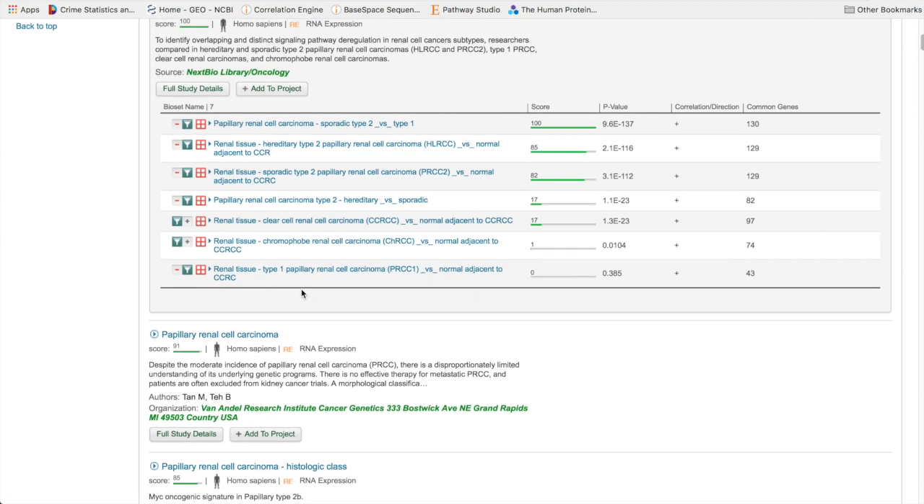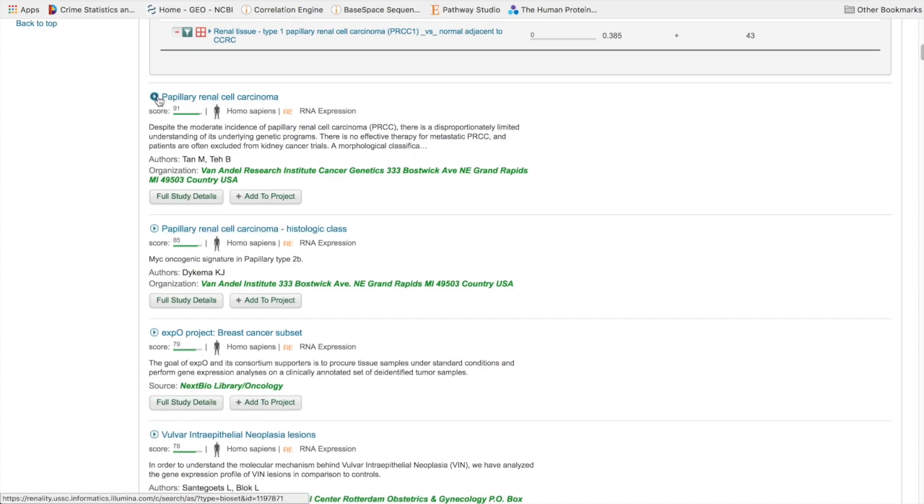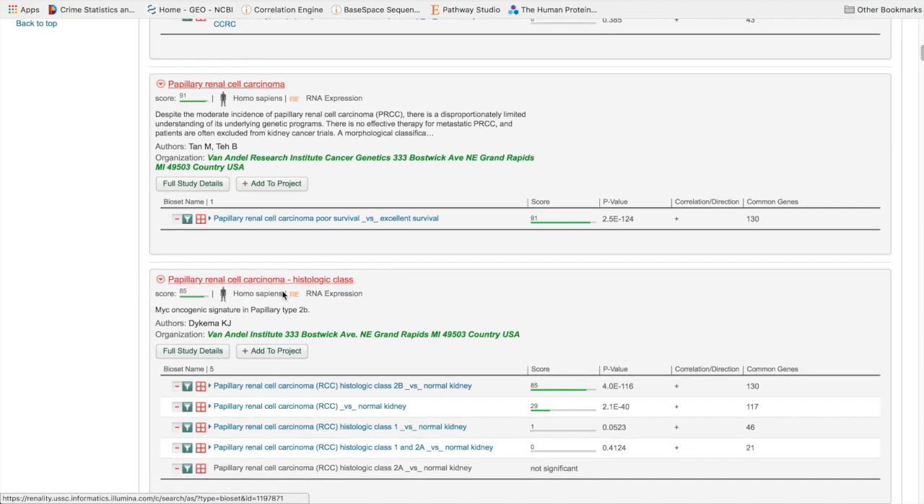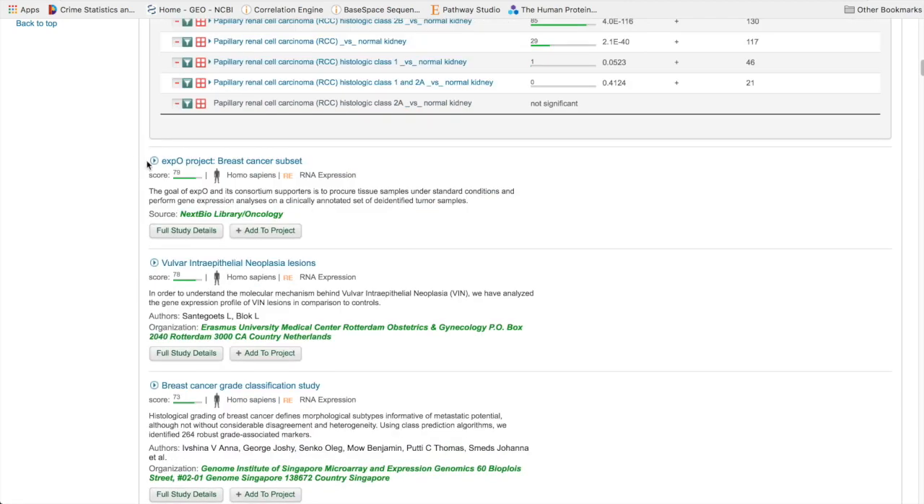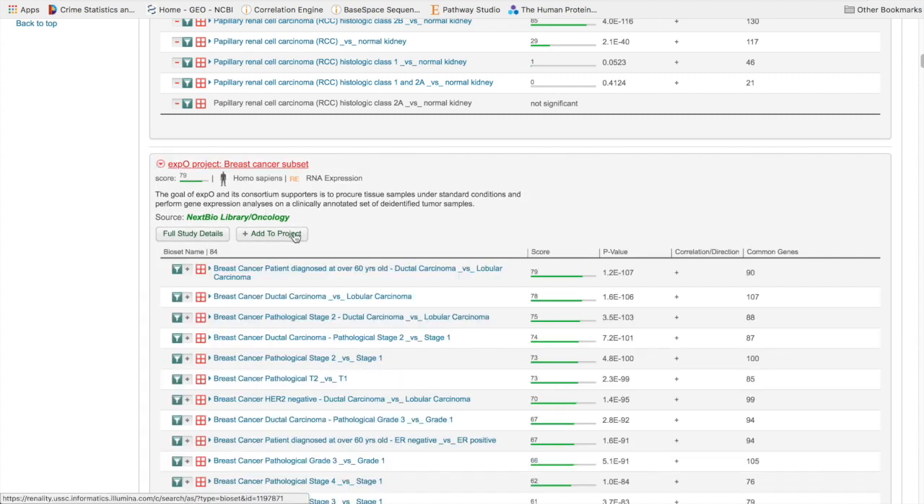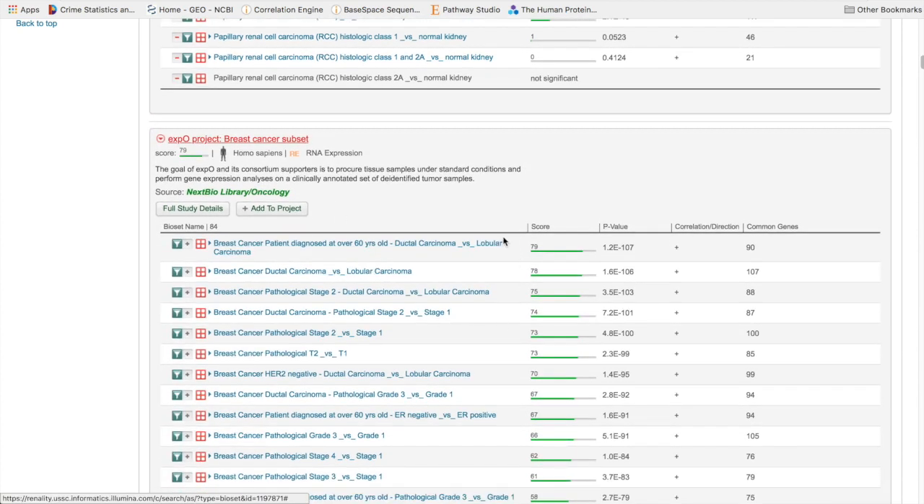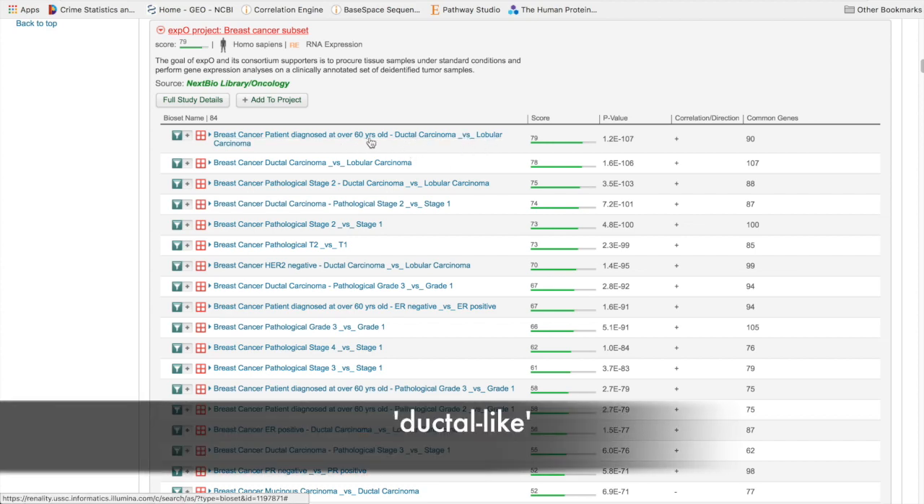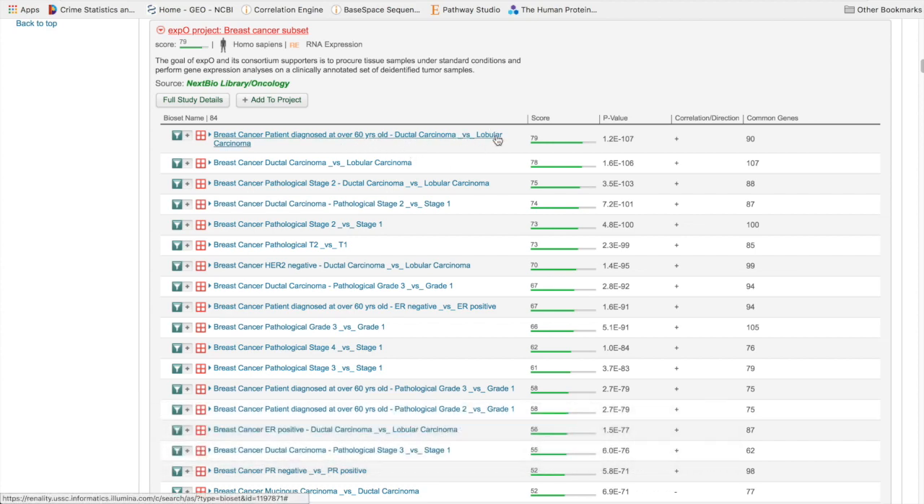We can go down here, and obviously these are some of the papillary renal cell carcinomas we used. But if we go down here, now we're starting to see other cancers come up that are related to ours. And if we look at some of these lists, we can see potentially why. Kidneys, obviously a lot of ductal tissue. Here it's saying that the ductal carcinoma is much more like our list than it is the lobular carcinoma.